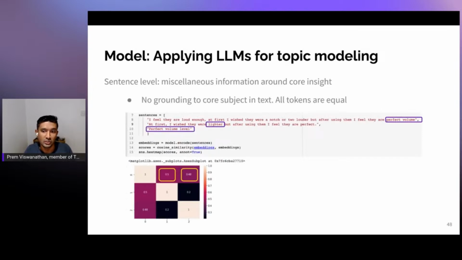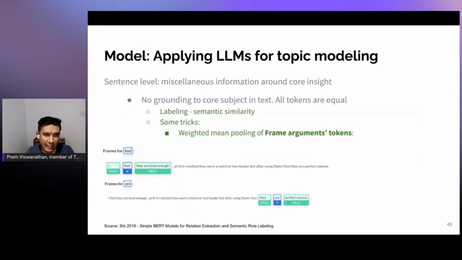When you develop an embedding from a sentence, you wouldn't be able to extract every signal from the sentence. So what you really want is grounding of the core subject within a sentence. By averaging, if you go back to mean pooling, what we are really doing is averaging all the tokens. And therein lies the problem. You want some tokens to be given more importance and some tokens to not be given more importance. But how do we do that?